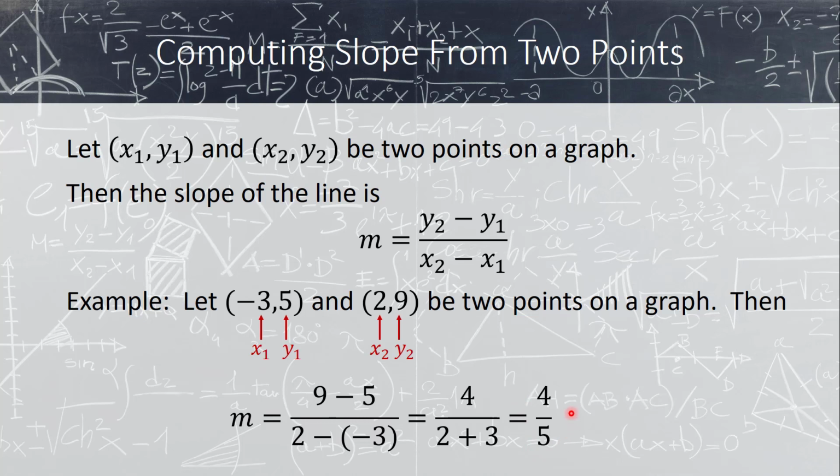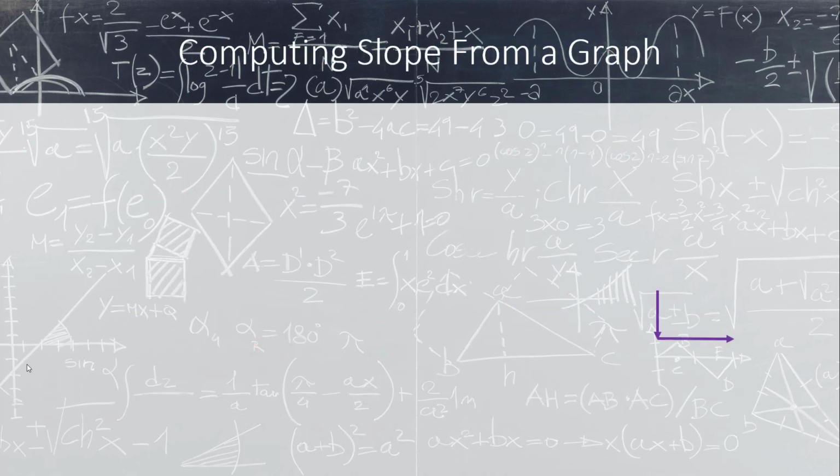Now you might be tempted to write that as 0.8, and I would encourage you not to, because what this tells you is that for every time you move 5 units in the x direction, you want to move up 4 units in the y direction. So this would be our run, and this would be our rise. Again, this is our run, this is our rise.